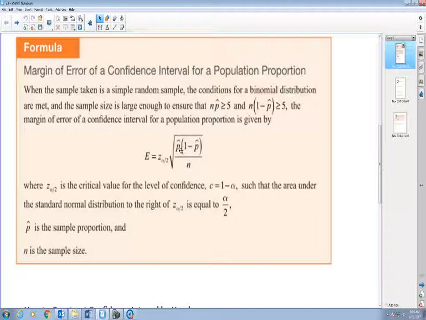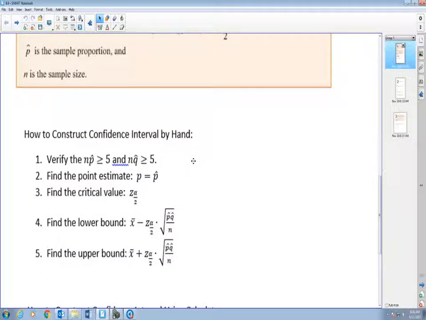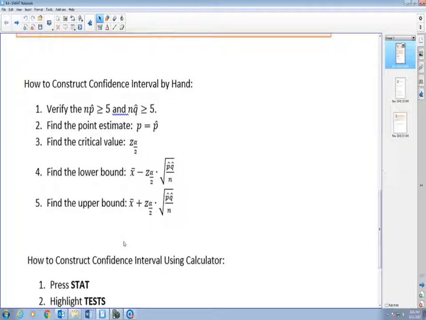A lot of students get confused. They thought this is a p. This is actually p hat inside this formula. So to construct our confidence interval by hand, our point estimate p hat is going to be eventually equal to the population proportion p. Find the critical value z sub alpha over 2, and we have our lower bound and the upper bound.